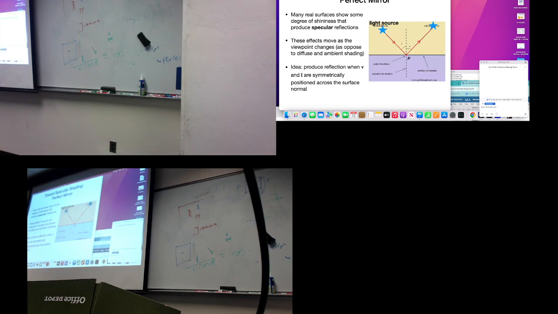Z-buffer does all the things that you're doing now with ray tracing. It's very efficient, but it doesn't handle mirrors.